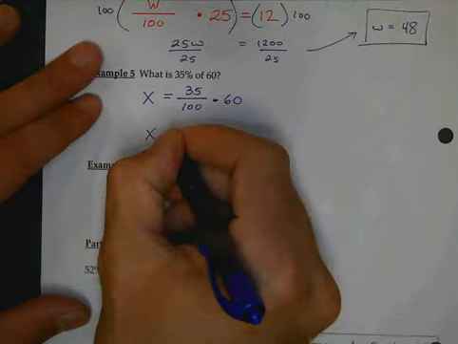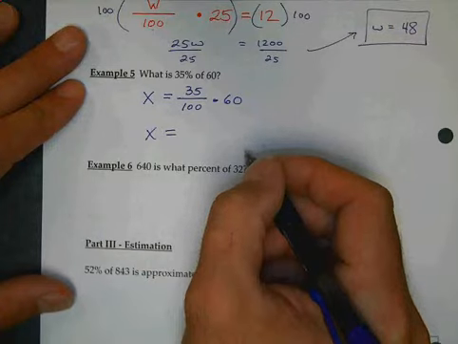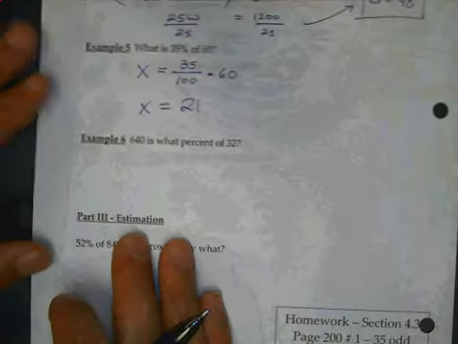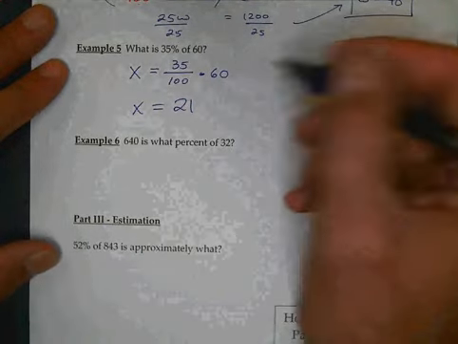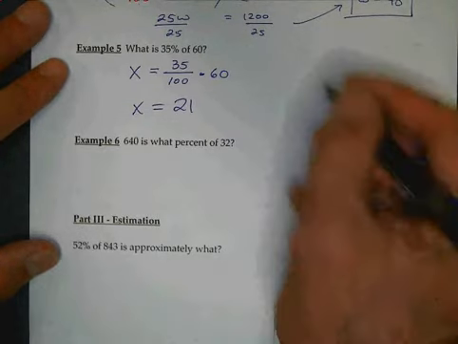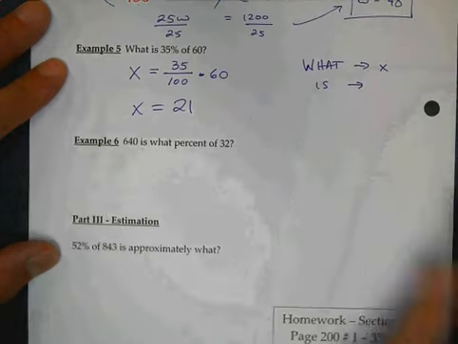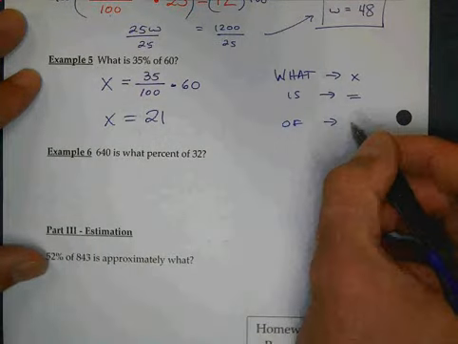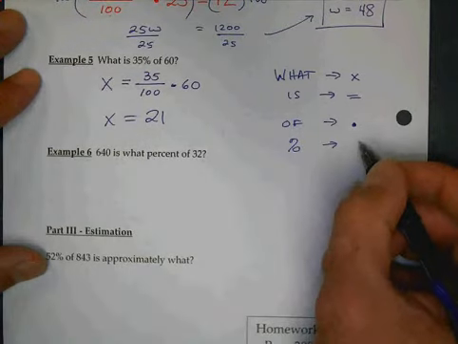Someone give it to me. 21. Which is easier in this case, the equation or the proportion? You write it, you multiply it. Done. So sometimes the equation is going to be easier. All right, once again, what goes to a variable? Is goes to what? Equals. Of goes to what? Times. And percent goes to what? Over 100. There's your codes.